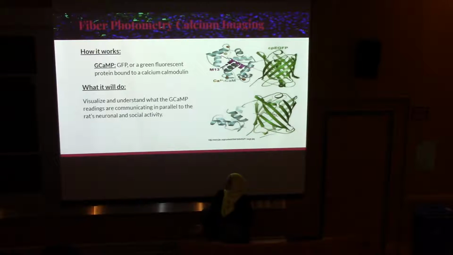So fiberphotometry calcium imaging really allows us to see the neuronal activity in action, and it works with this thing called GCAMP, or GFP, which is green fluorescent protein, and it's bound to calcium calmodulin, which is another protein. So as you can see up here, the CAM is the calcium calmodulin, and you can see that it's bound to the GFP. So every time an action potential occurs, there's an influx of calcium ions that enter. And so when the calcium ions bound onto the active sites of the calmodulin, what happens is the denaturation of GFP, and that's what allows it to fluoresce.